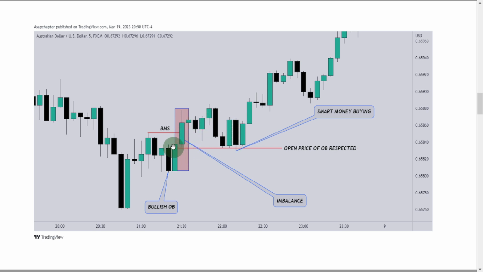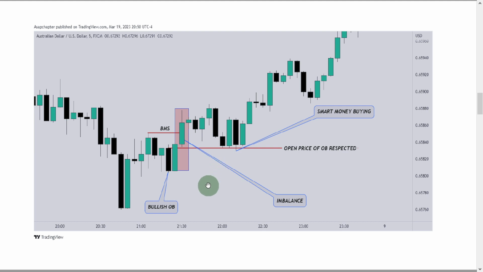Price trades to the open of the bullish order block, this down close candle before the break of structure is your bullish order block. Price trades to the open and smart money buys. That's where you can engage price. So sometimes price may come to the 50%, sometimes it may just buy from the open.